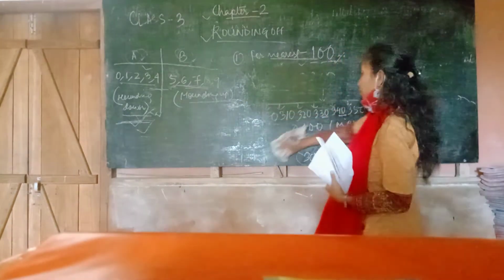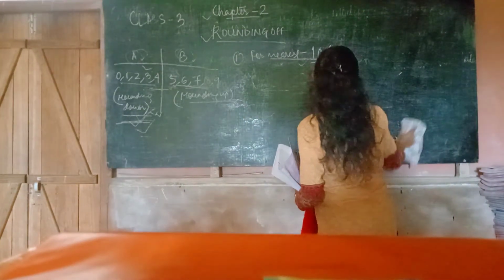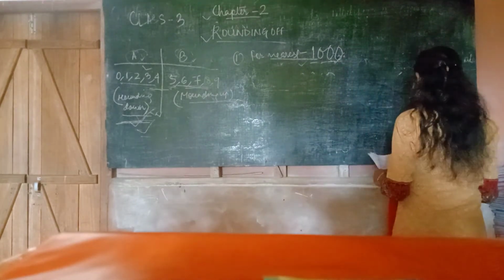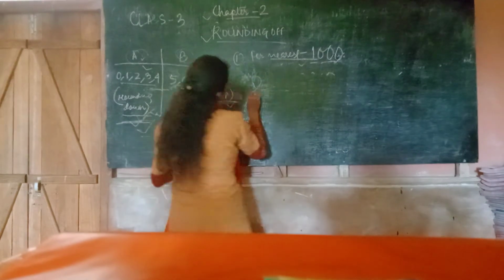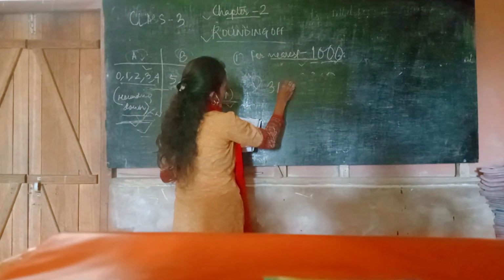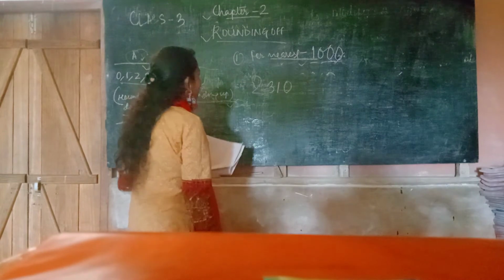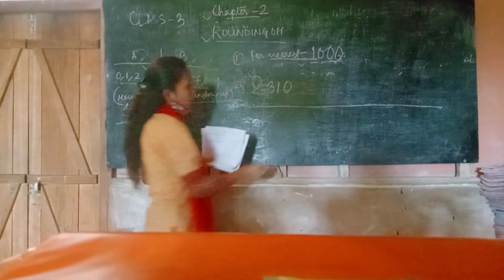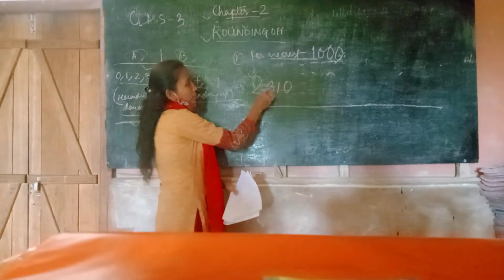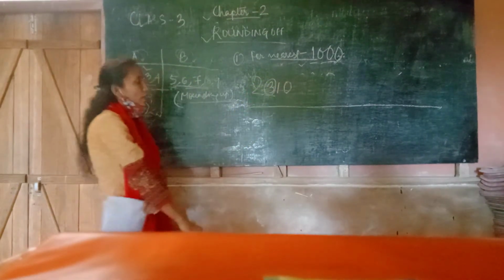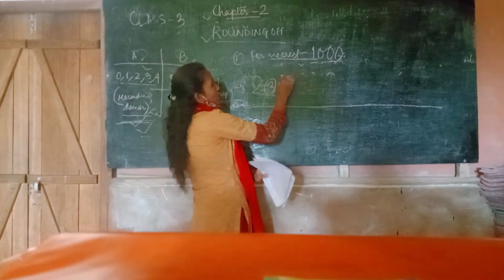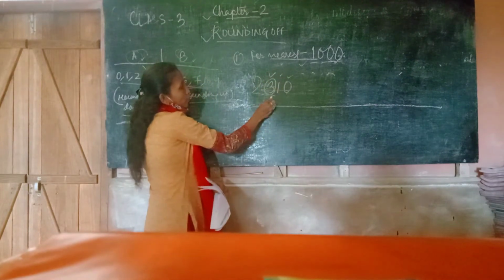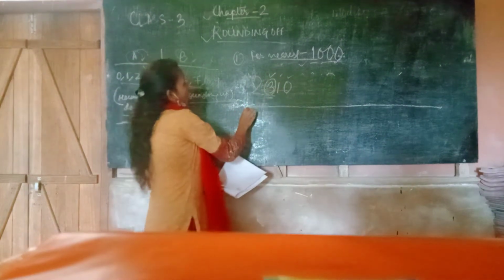So now we will do it for the nearest 1000. Here the question is 2310. For the nearest 1000 we have to see the digit in the hundreds place. First we looked at the digit in the ones place and tens place, and now for the nearest 1000 we have to see the digit in the hundreds place.